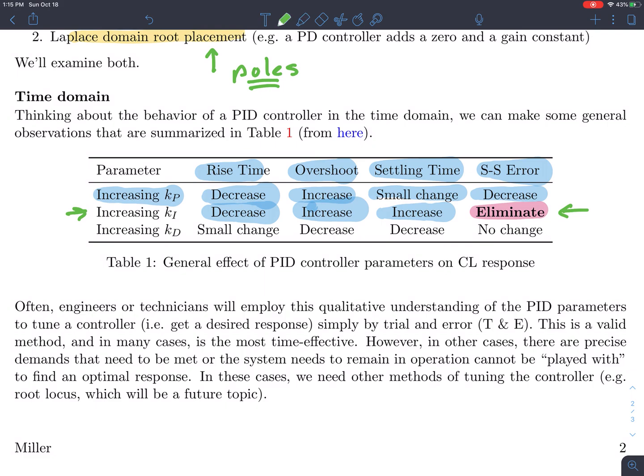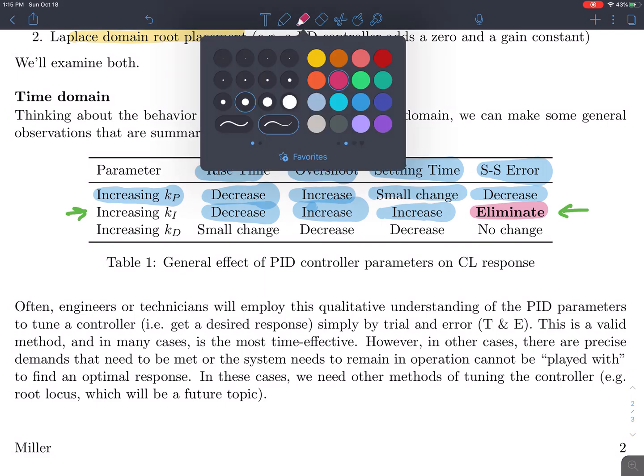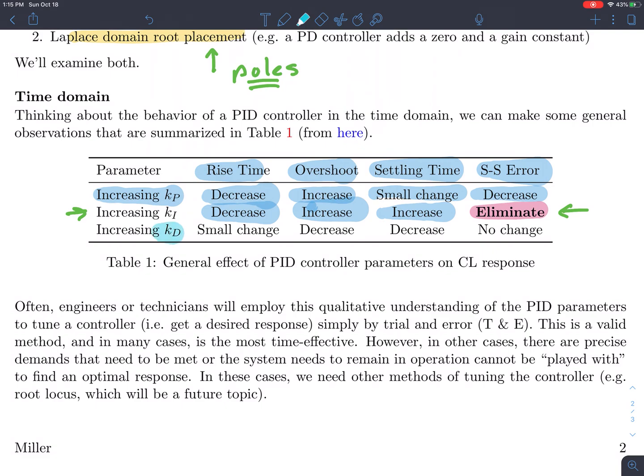Then there are other parameters that we'll explore. We're looking at increasing KD. Hopefully we'll see that it has a small change on rise time. It decreases the overshoot because it gives you an idea of what the error is doing a little bit quicker, because you're looking at the rate of change of error, not just the absolute error. That can decrease the settling time, and typically this would not have any change on the steady state error because of the s term that shows up in the derivative.